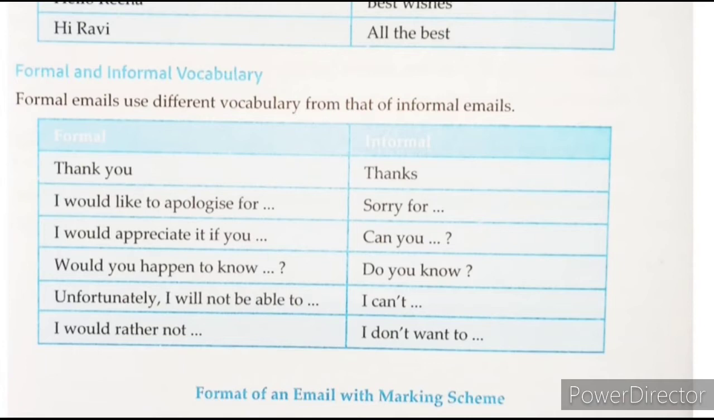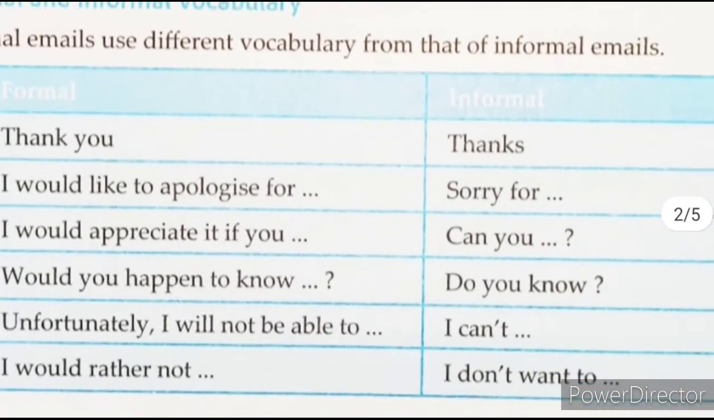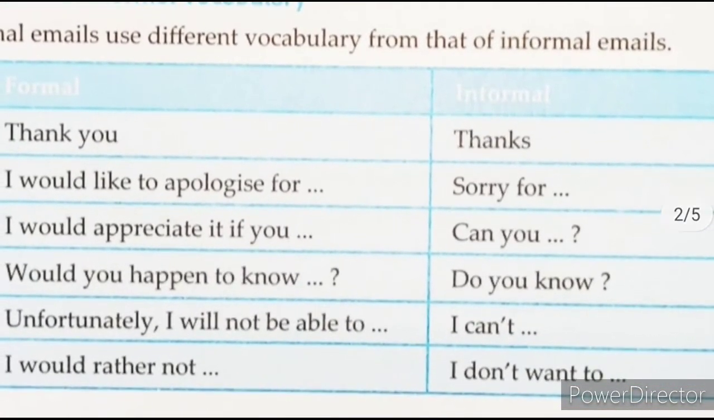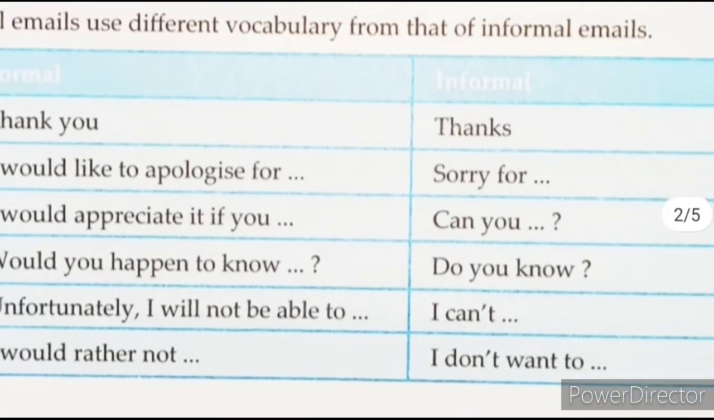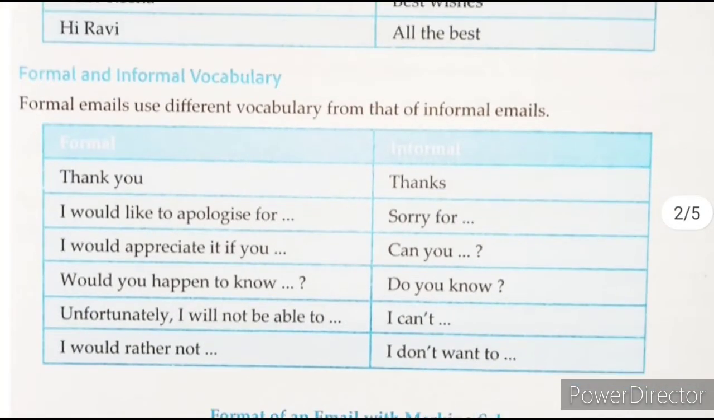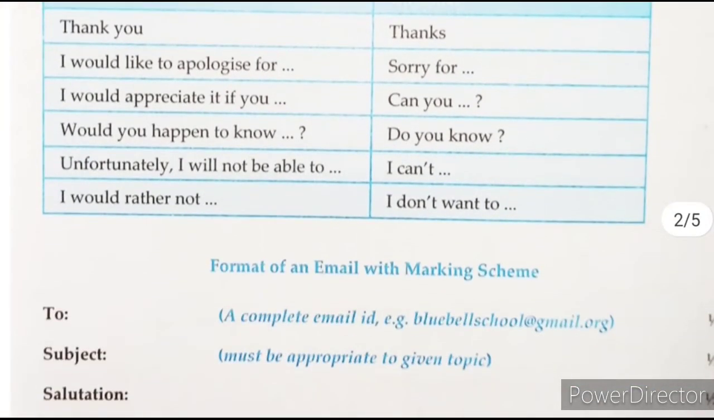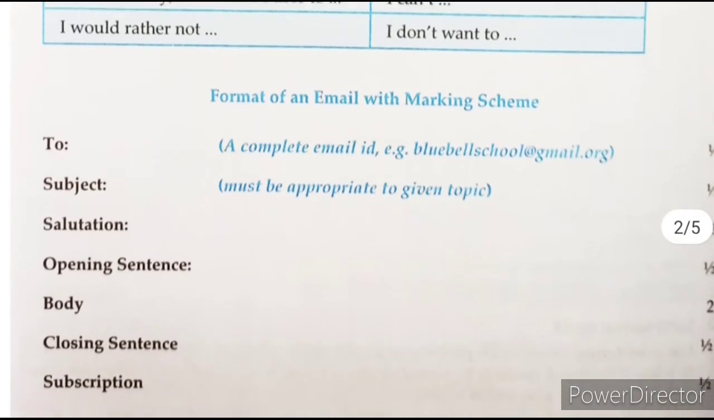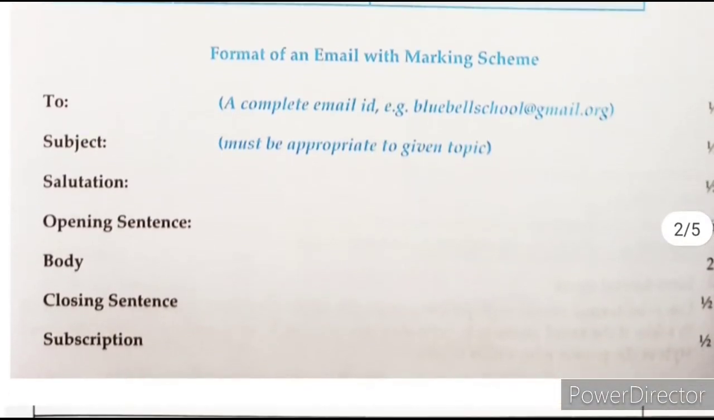So you see the division has been made very clearly for both formal and informal. For formal, for example, you have, I'm zooming in so that you can see better, I would like to apologize for, and informal, sorry for. I would appreciate it if you, and can you. Would you happen to know, do you know. So in this way you can have a difference in your expressions in formal and informal email writing.